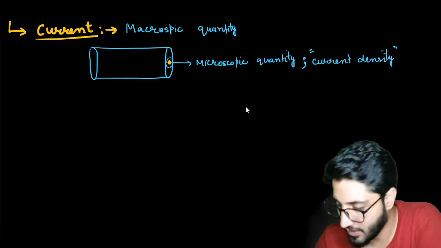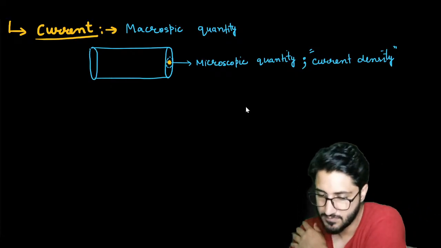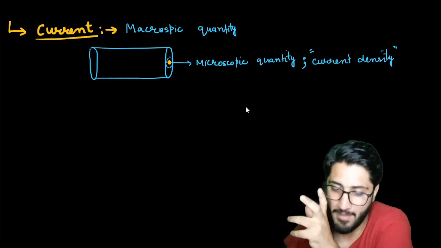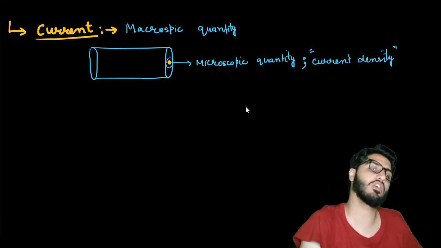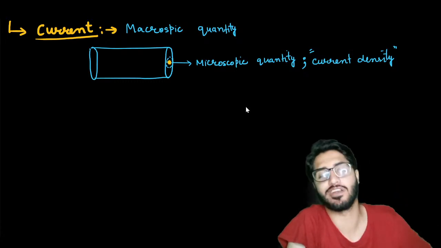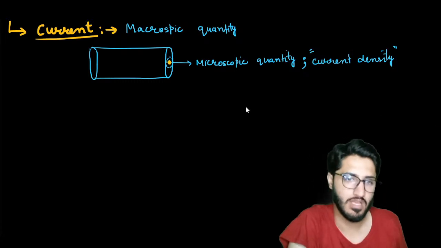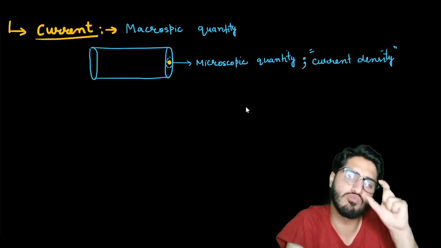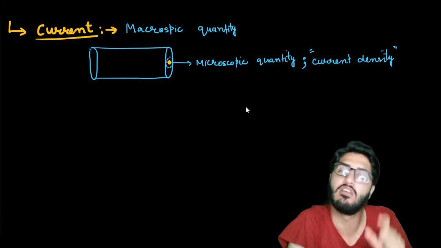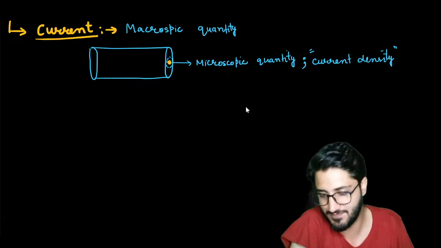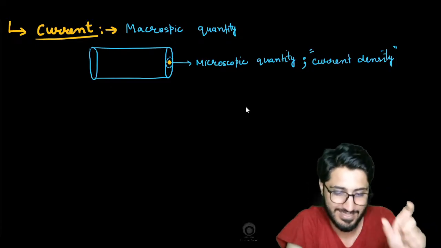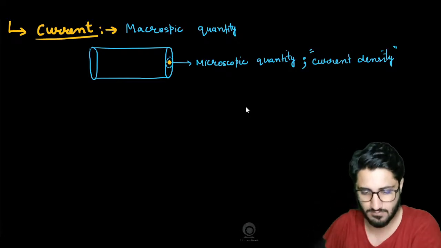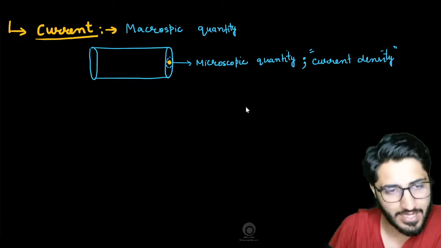Macro means bigger level. So if we are talking about the whole conductor, we take current. If we are talking about a single particular point, we take a microscopic, small quantity. Here we will take current density.